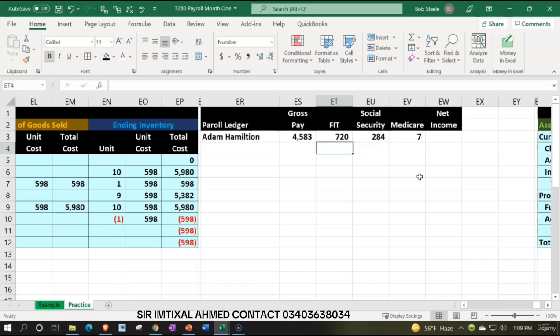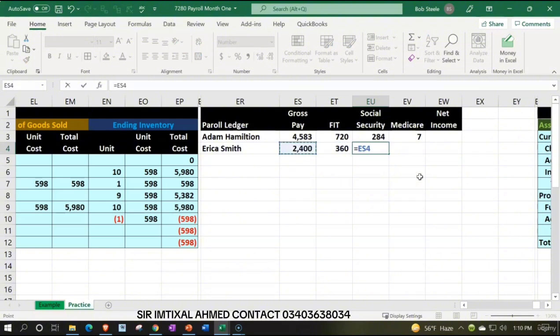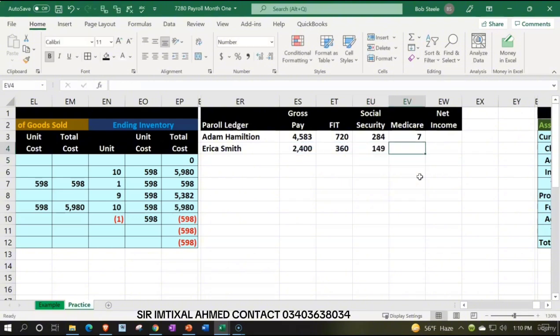If I go then to Erica, who is going to be our other employee, she's going to make $2,400. The FIT, once again, we're going to assume we get from the W-4, which we're going to say is $360. And then we're going to say the Social Security is going to be equal to the 2,400 times the 0.062. And then the Medicare we're going to say is equal to the 2,400 times the 0.0145.